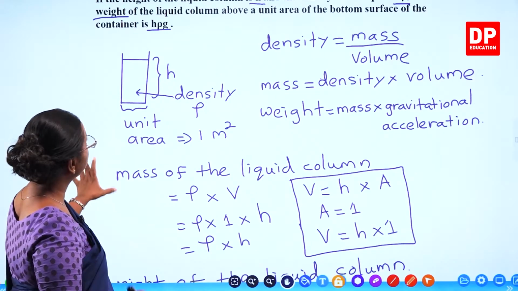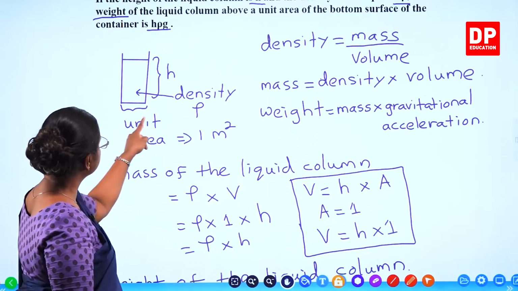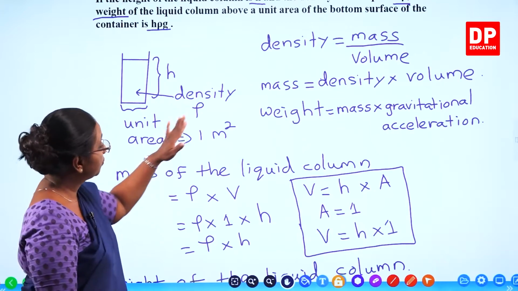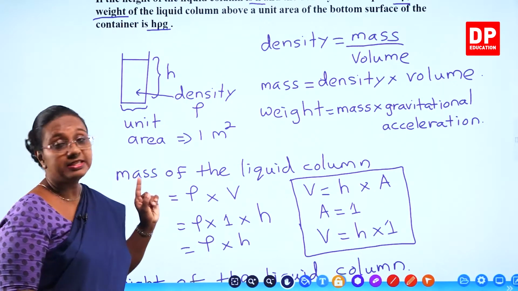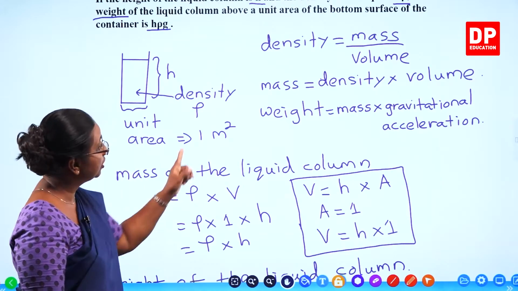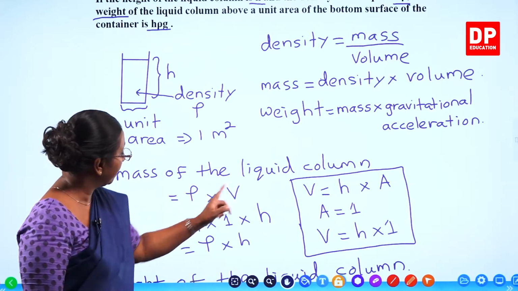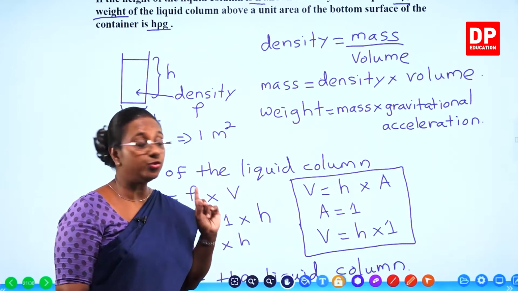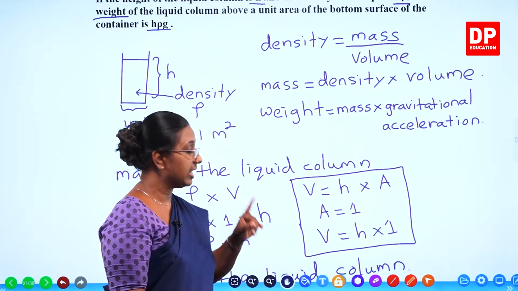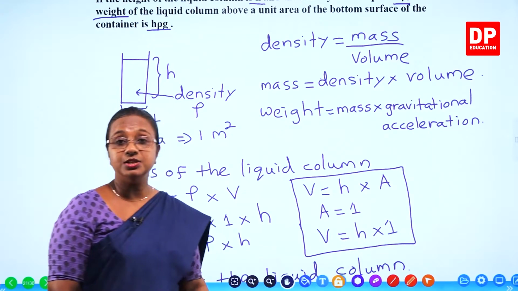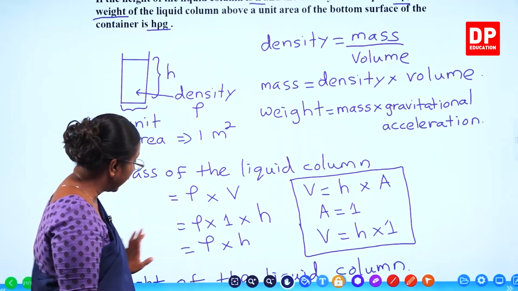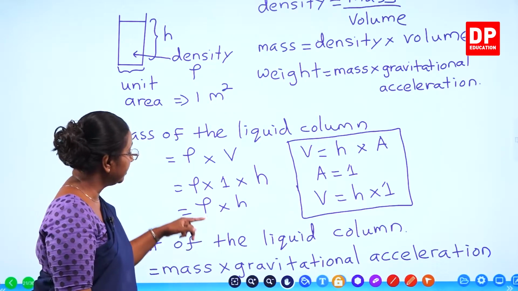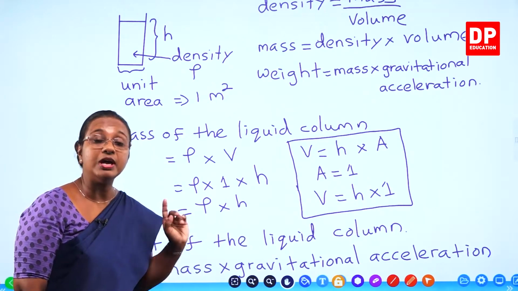so here you can see this is the container. It has a unit area. The height of the liquid column is H and the density is rho. So from density, you all know, students, density is mass over volume. Therefore, mass is equal to density into volume. So mass of the liquid column is rho into volume. But as you know, volume is equal to height into area. Area is a unit area, that's 1. So, volume becomes height into 1. So, therefore, when you substitute that in the equation, density is into 1 into height. That can be written as density into height, that is rho into H.